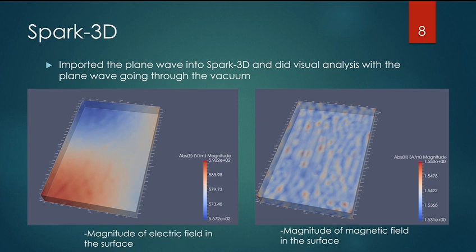The one on the left simply shows the magnitude of the electric field in the surface, ranging from about 5.7 times 10 to the 2 all the way up to 5.92 times 10 to the 2, in volts per meter. The right shows the magnitude of the magnetic field in the surface. This is a lot spottier than the other one, and ranges from about 1.53 to 1.553. So these two aren't showing a humongous difference, I believe, in the magnitudes from lowest to highest.